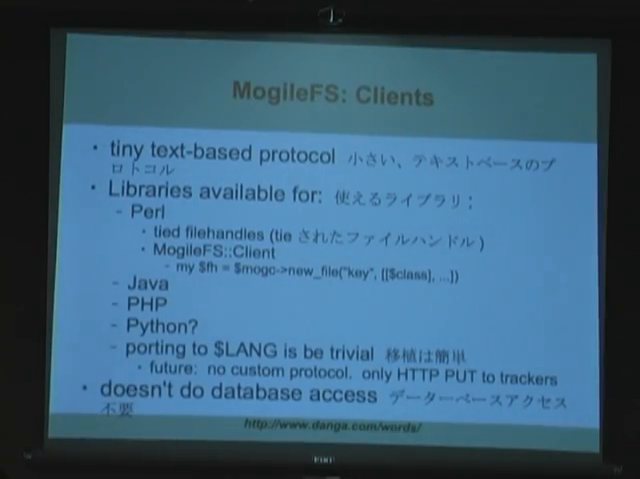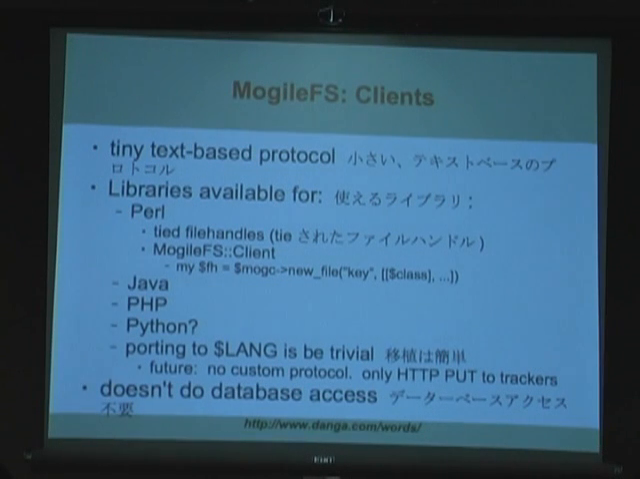The clients are just a tiny little text-based protocol. There's lots of libraries. The Perl one uses a tied file handle, so you create a new file and you just write with it. And when you close it, actually look at the return value of close. A lot of people don't. It does matter, especially with this, because all of the magic doesn't happen until you close it.